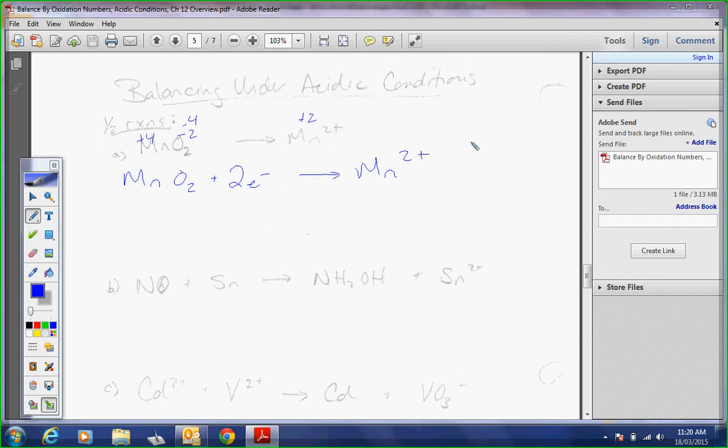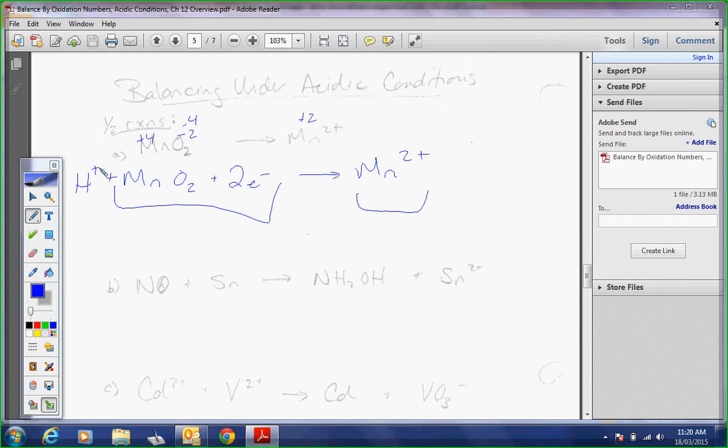So look on the left. What's the overall charge of this side? -2. Can you see that? Yeah, because of the 2 electrons. So I have 2 minuses on the left-hand side. What do I have on the right-hand side? 2 positives. Are those the same? No. So I can add H pluses to this side because it's an acidic condition.